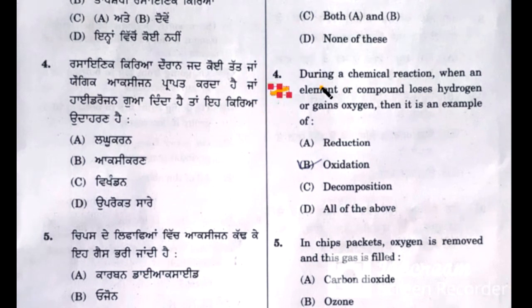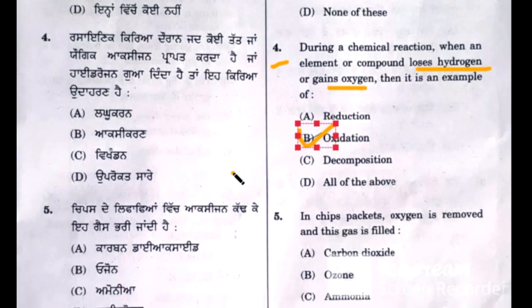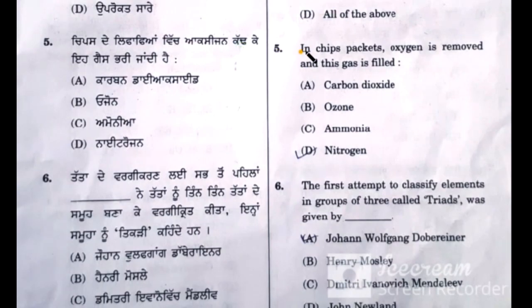Question 4. During a chemical reaction, when an element or compound loses hydrogen or gains oxygen, it is an example of oxidation reaction. Question 5 is, in chips packets, oxygen is removed. This gas is filled. The correct option is nitrogen.